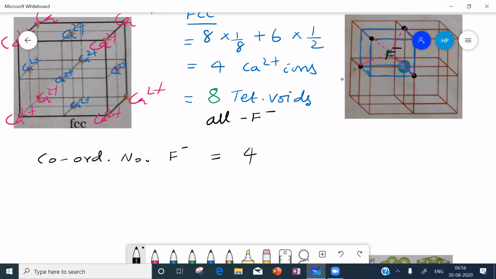Next we will go for what you said, that is the experimental fact. Correct. Next we will go for the coordination number of calcium. What is the coordination number of calcium? For that we have to see.